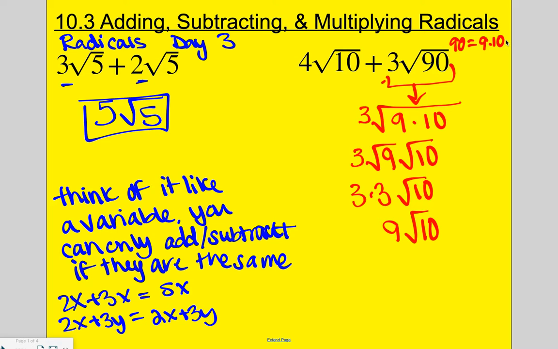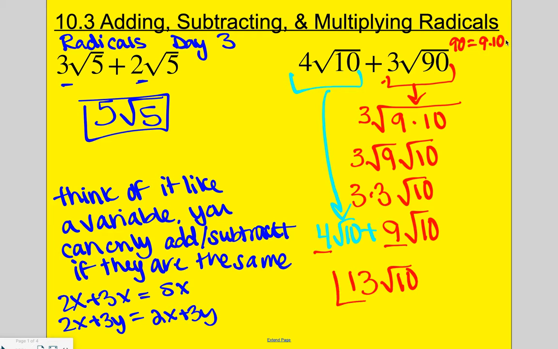Last step, though, remember, we need to bring this whole thing down. So we have 4 square roots of 10 plus 9 square roots of 10. We'll add that together, 4 and 9. 4 plus 9 is 13, so we have 13 square roots of 10. So see how we only could add those together once we got them simplified to have the same radical. So that was problem 2.